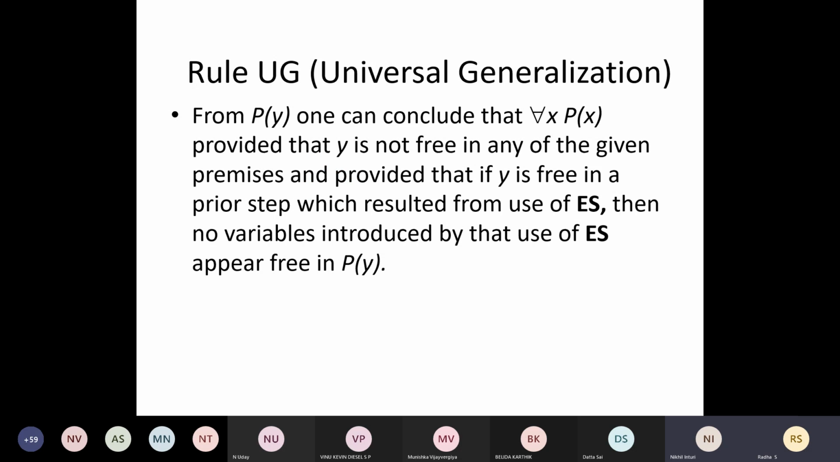So this is more tricky in the sense you have to be very careful. Don't read everything. See, P of y is true, where y is arbitrary. I'm saying y is good. P of y means y is good. y is an arbitrary value. What do you mean by arbitrary? Randomly chosen. We are choosing the value randomly, right?